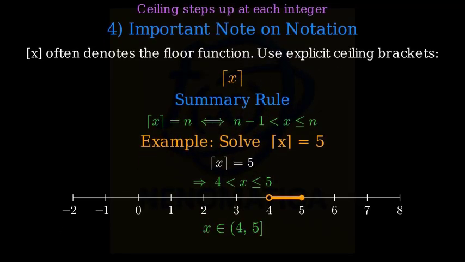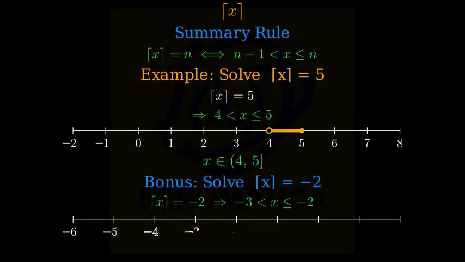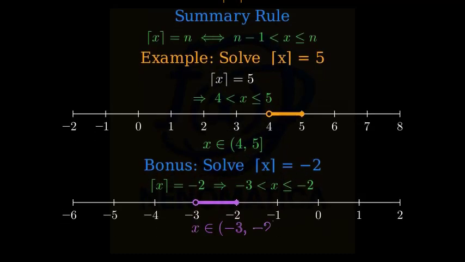Bonus check. If the ceiling of x equals -2, then x is greater than -3 and less than or equal to -2.